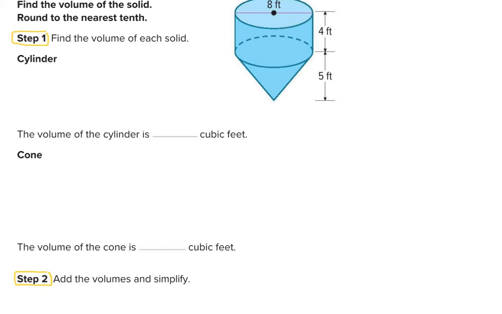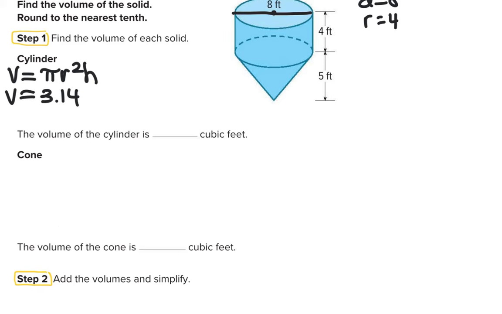So we're starting with our cylinder, and so the volume for a cylinder, as we know, is pi r squared h. And so we need to first determine what is our radius. Well, we're given a diameter of 8, and so that means our radius is half of that. So our radius is going to be 4. And now I'm going to plug in what we know into our formula. So volume equals, and I'm going to use 3.14 on this example instead of my pi button. So 3.14 times my radius squared times the height, and the height of that cylinder is 4.